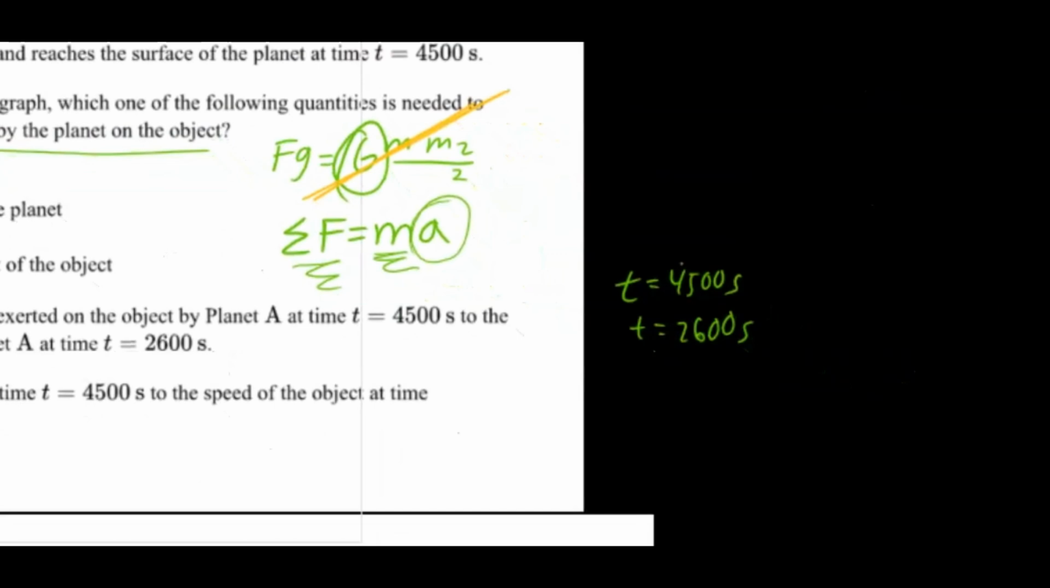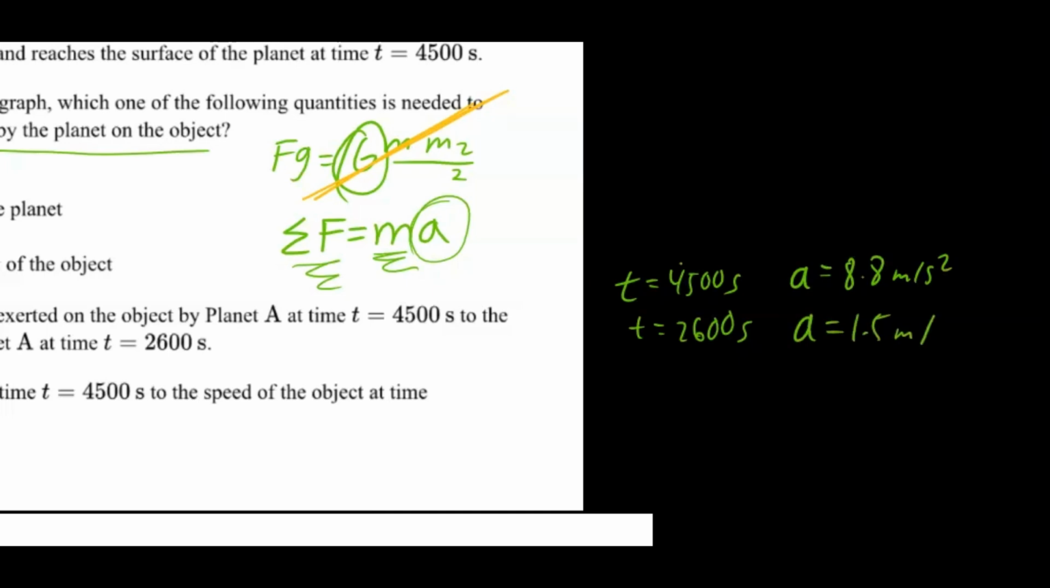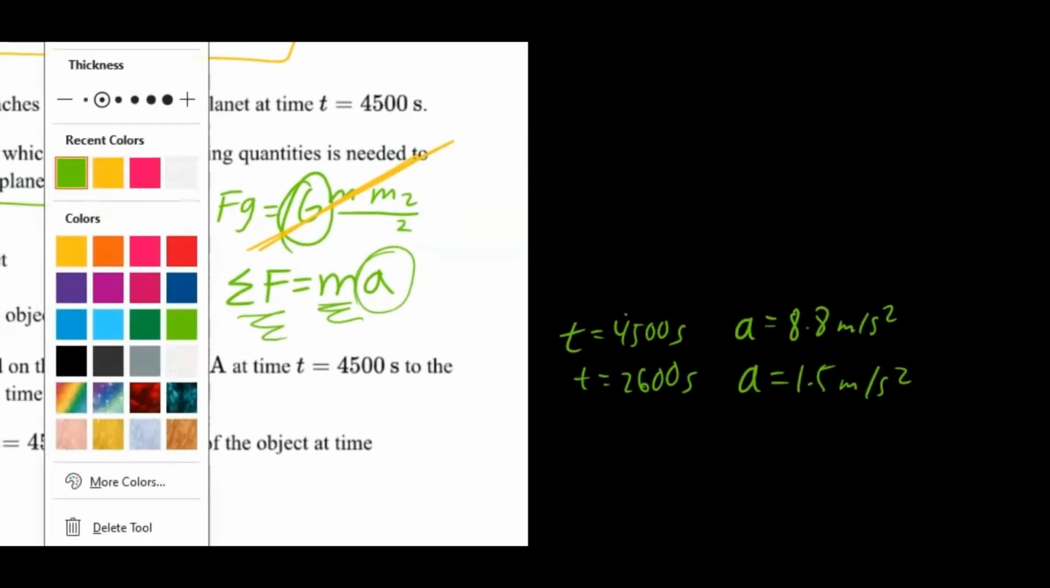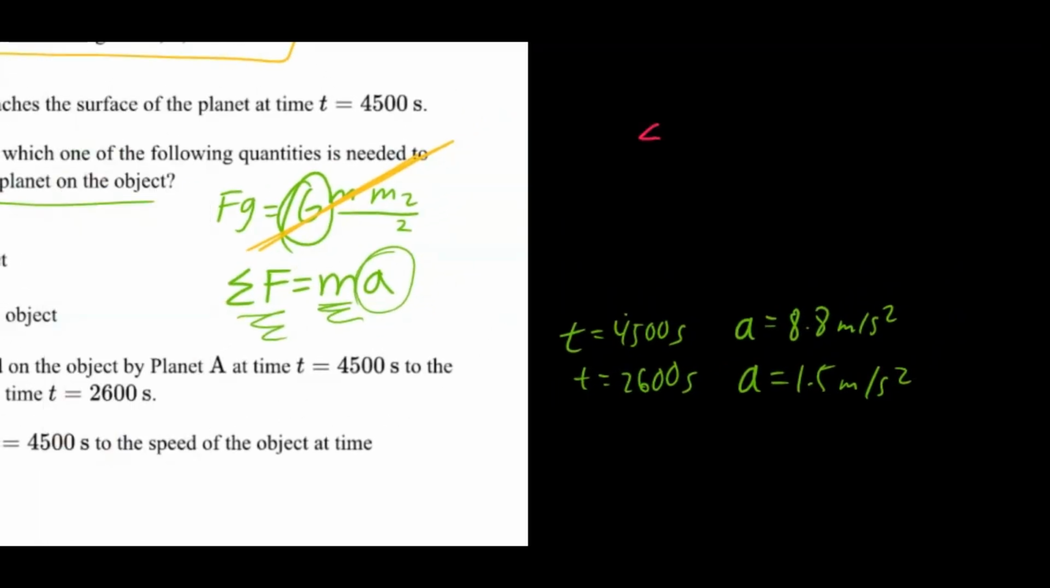So now we have our two variables. We can go back here and write acceleration equals 8.8 meters per second squared. Acceleration for 2,600 seconds is 1.5 meters per second squared. And then if we use Newton's second law, net force equals ma over net force equals ma. In reality, we can just get rid of the net force and just write ma over ma because it's the same thing.